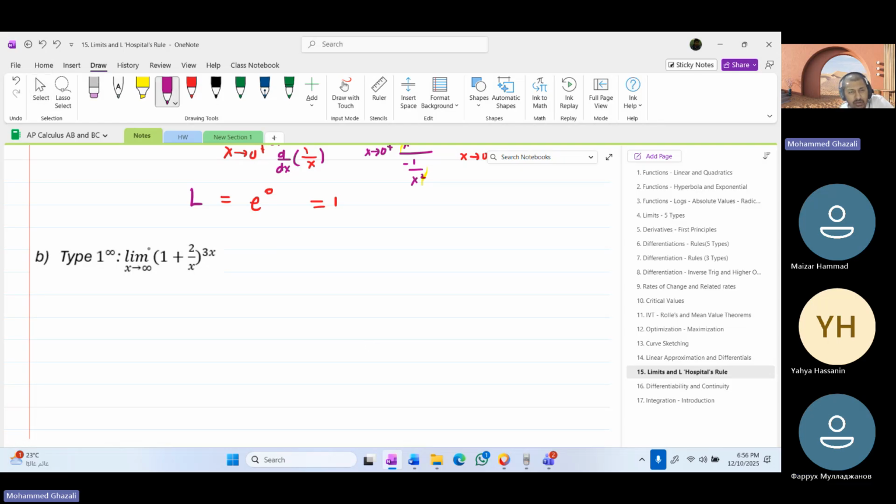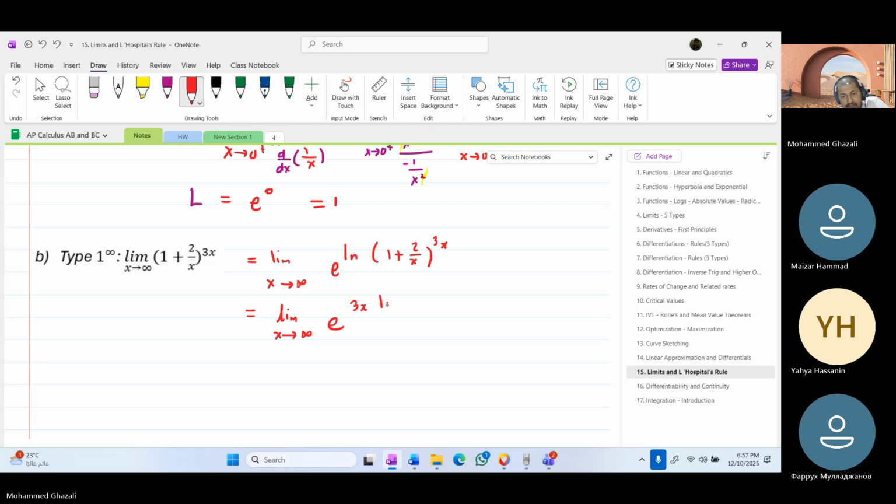Look at this now. How is this 1 to the power infinity? Because see, 2 over infinity is 0, isn't it? So this is 1 to the power infinity. Can you see? So we're going to use L'Hopital's rule and we're going to say limit as x approaches infinity of e to the power ln of (1 plus 2 over x) to the power 3x. Now move the 3x to the front and move the limit there one time, okay? 2 over x. Great.